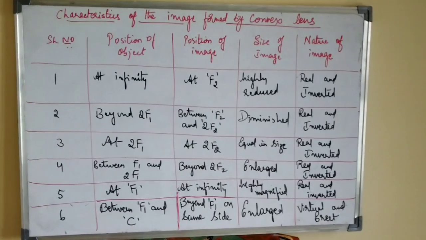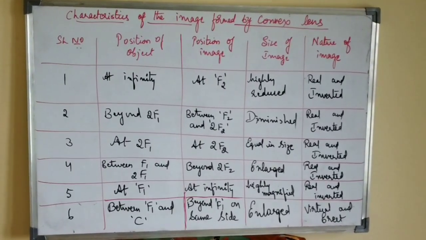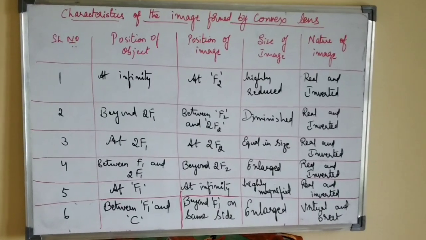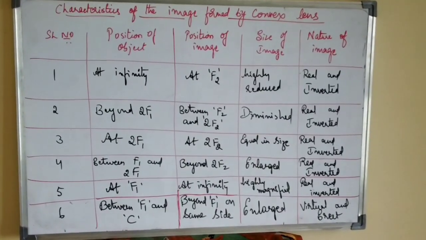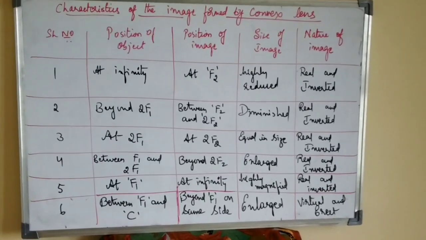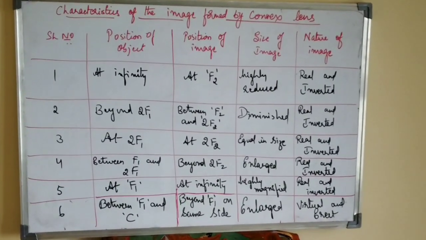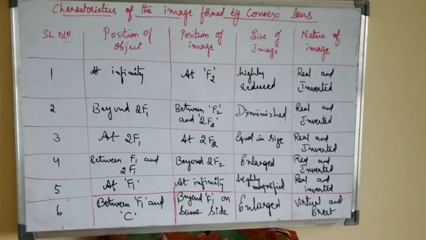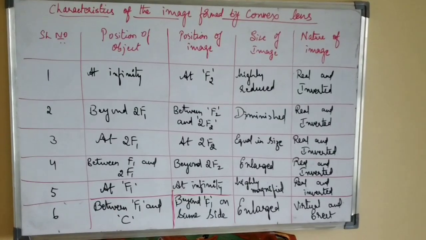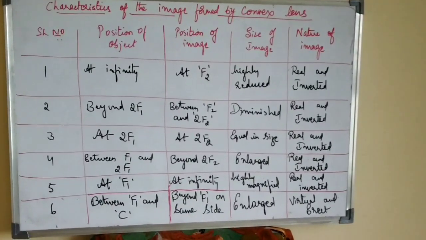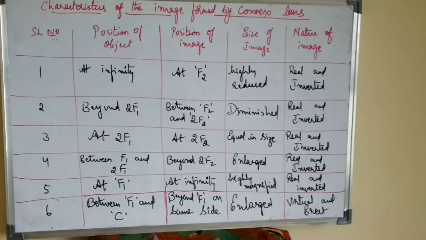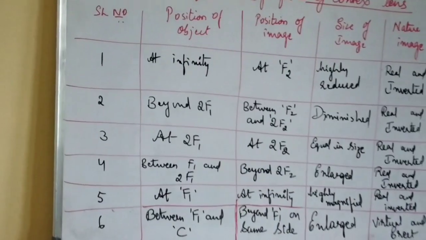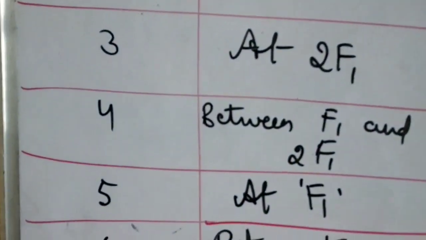Fourth case, when the object is between F1 and 2F1, the image is beyond 2F2, the image is enlarged. Again, it is real and inverted. Now, fifth case, when the object is at F1, the image is formed at infinity. The image is highly magnified, and it is real and inverted. Now the last, that is the sixth case, when the object is between F1 and optical center. That is, I have mentioned it as C here.